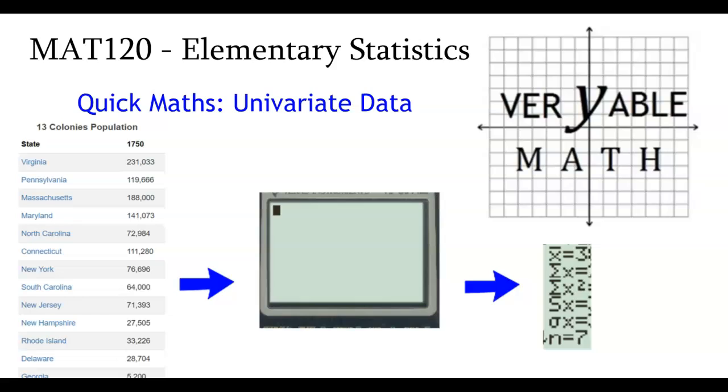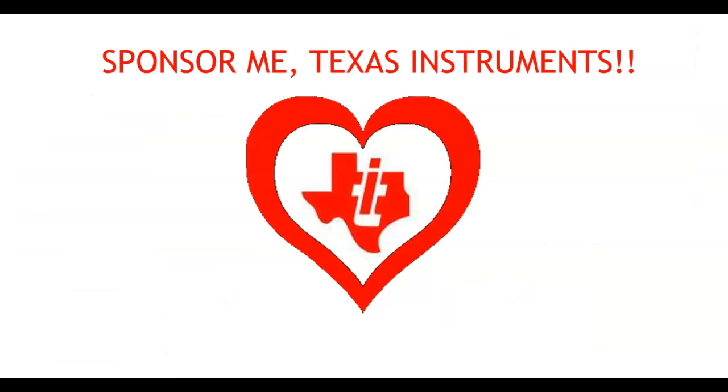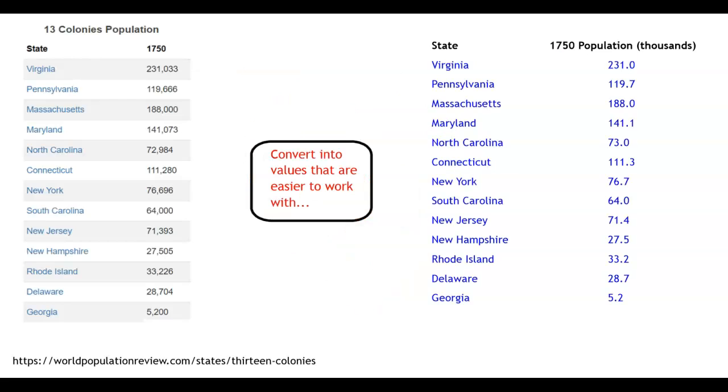In this video, I'm going to be using a Texas Instruments calculator, the TI-83. Obviously, I'm not affiliated in any way with Texas Instruments, but if you want to pick me up, TI, I love that. Anyway, here are the 13 colonies' populations in the year 1750. These are approximate because back then they had to write down information on rocks and pieces of wood and stuff like that. But anyway, we're going to try to take these values and calculate some statistics.